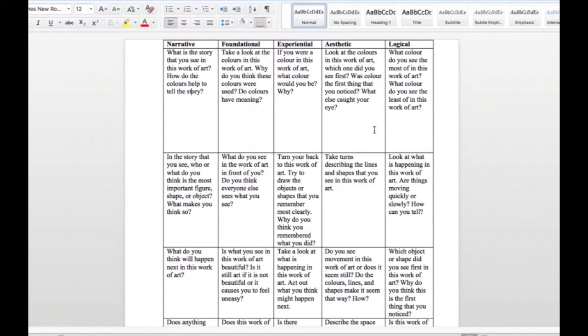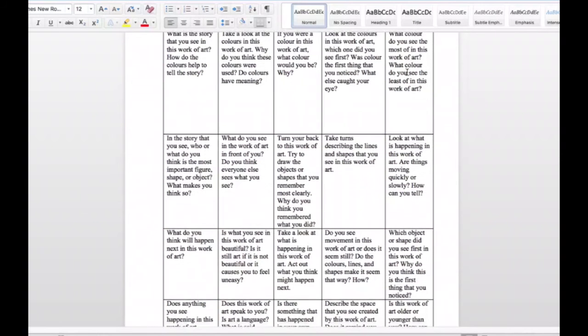So again, in summary here, the narrative will tell the story. The foundational one asks usually the philosophical questions. In the experiential one, you're very much hands-on involved in the experience. In the aesthetic, you are looking at it as a work of art, literally. And logically, then, you are thinking of it perhaps deductively, in sequence.